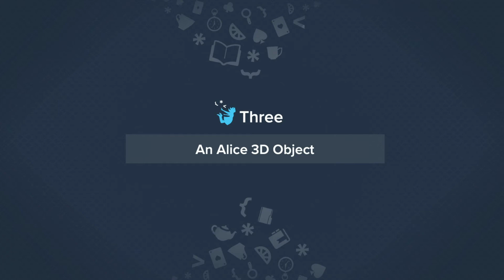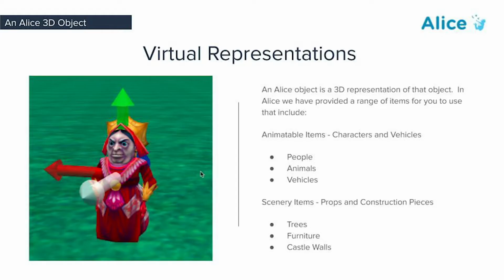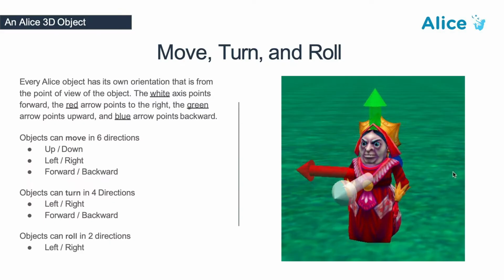So let's take a look at an Alice 3D object together. These might include characters and vehicles such as people, animals, or vehicles to fill out your scene, and props and construction pieces such as trees, furniture, and castle walls so you can build structures or landscape environments. Every Alice object has its own orientation that is from the point of view of the object. The white axis points forward, the red arrow points to the right, the green arrow points upward, and blue arrow points backwards.